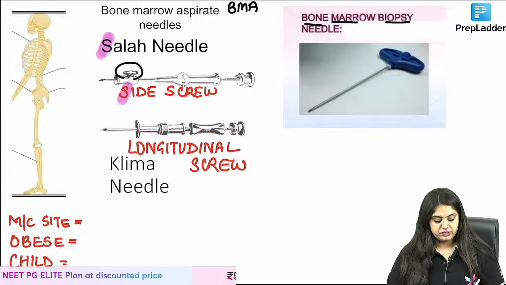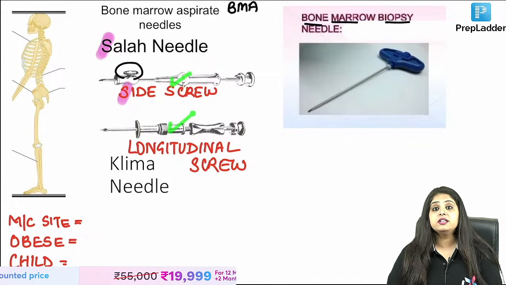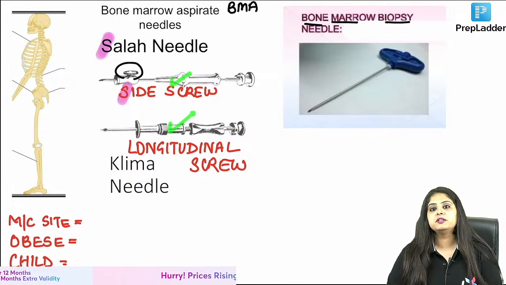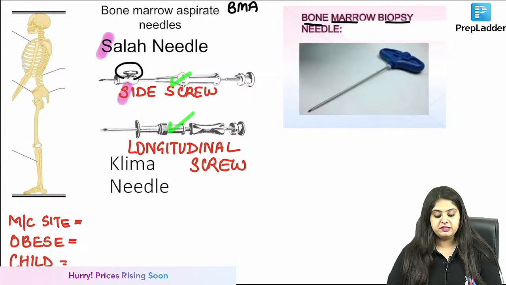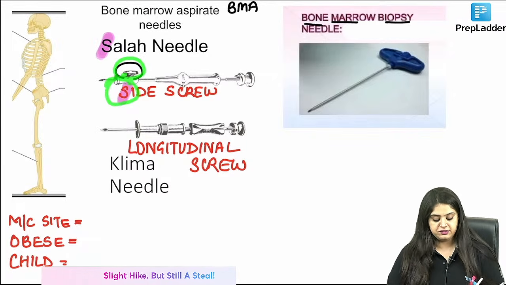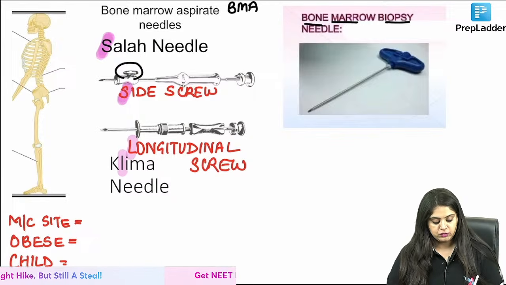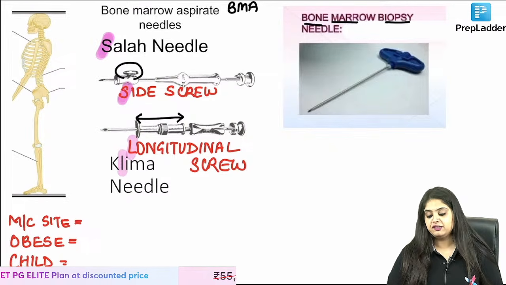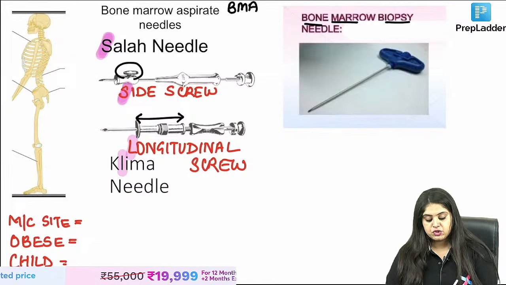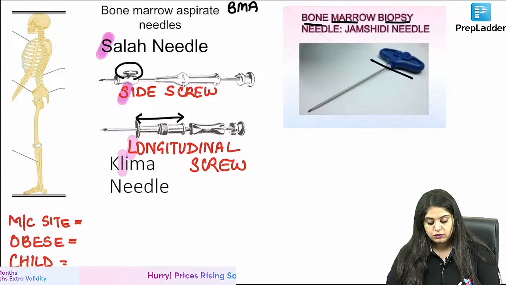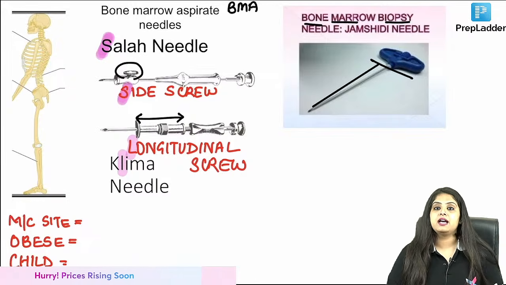Because these stainless steel needles used to be reusable. So once upon a time they were used. Now they are not. Now we have disposable one-time use needles. So of course, these are the only images they can give you from old times. So Salhas needle will have a side screw, and then Klima's needle is going to have a longitudinal screw, as you can see over here. That's the bone marrow aspirate needle. Very good. Whereas Jamshidi's needle, that is the one that is used for bone marrow biopsy, and that is going to be a T-shaped needle that we have over here.